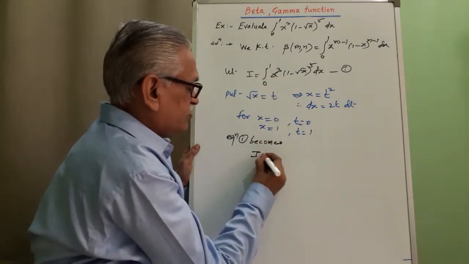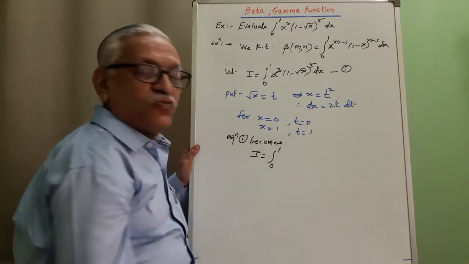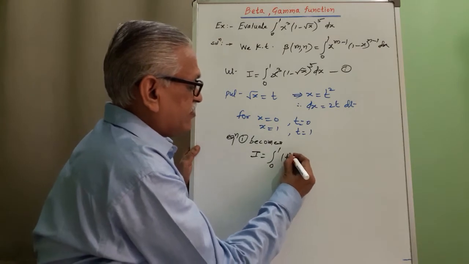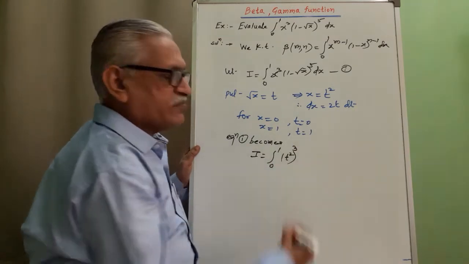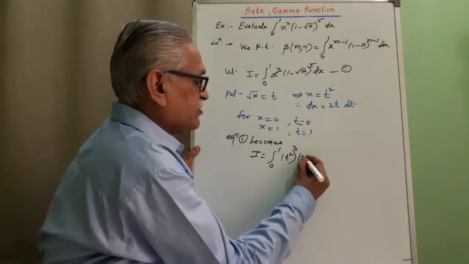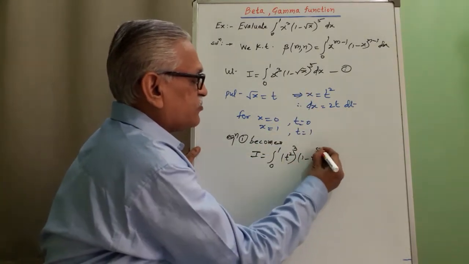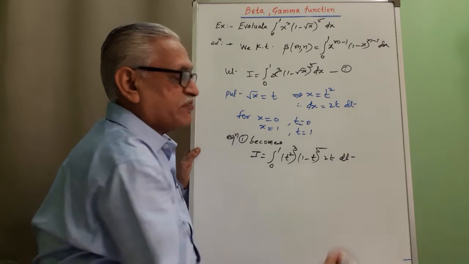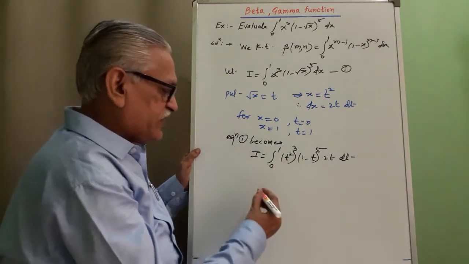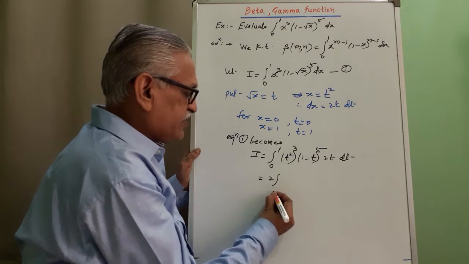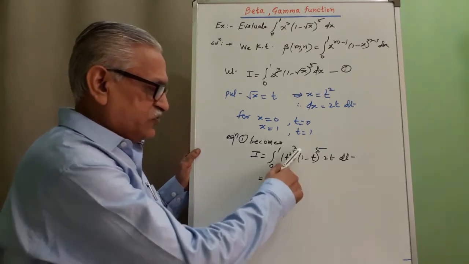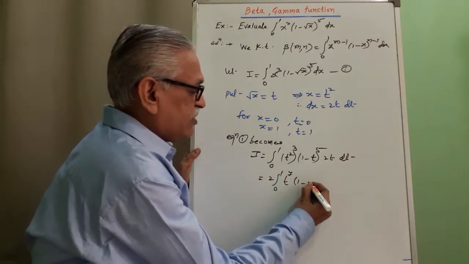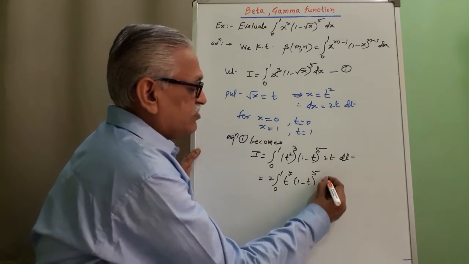I is equal to the integral with limits remaining the same, 0 to 1. Here x is t square, raised to 3, and 1 minus root x is 1 minus t, raised to 5, and dx is 2t dt. The constant we take outside the integral sign, therefore it is 2 times the integral from 0 to 1 of t raised to 6 and one more t, which becomes t raised to 7, times (1 minus t) raised to 5 dt.